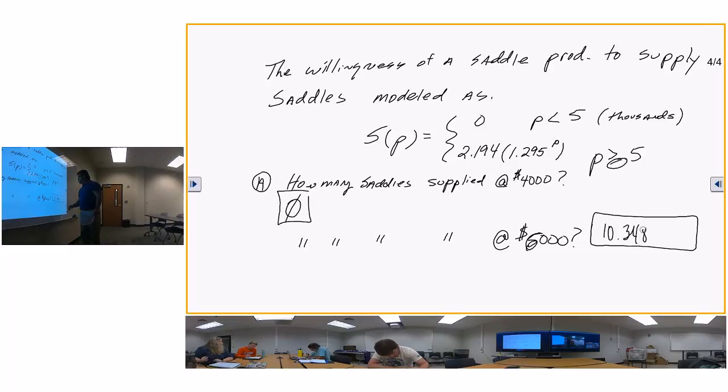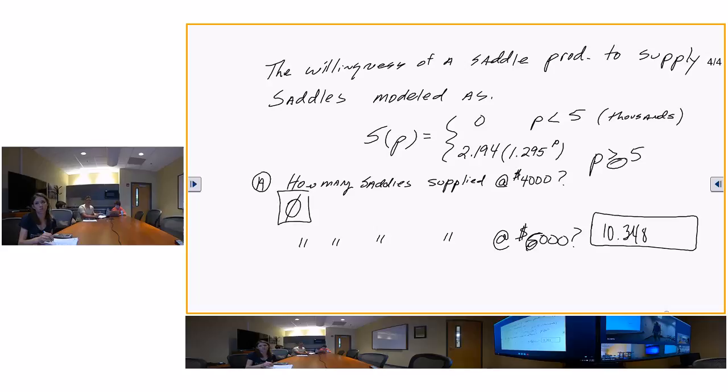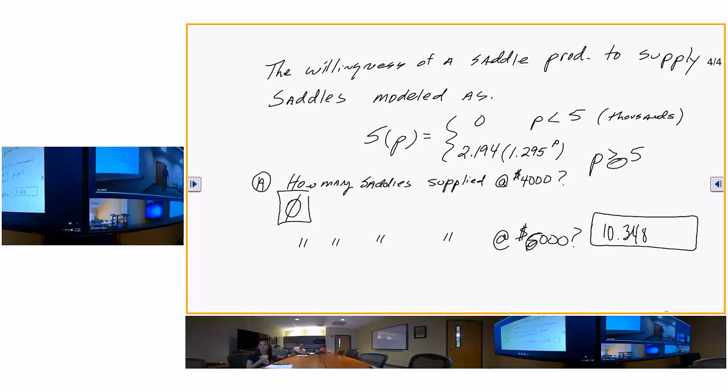So on the test, for a test question, would you want us to write they produce 10 because you're not going to produce 0.348 of a saddle? I don't really care. I'm really happy if you get 10.3.